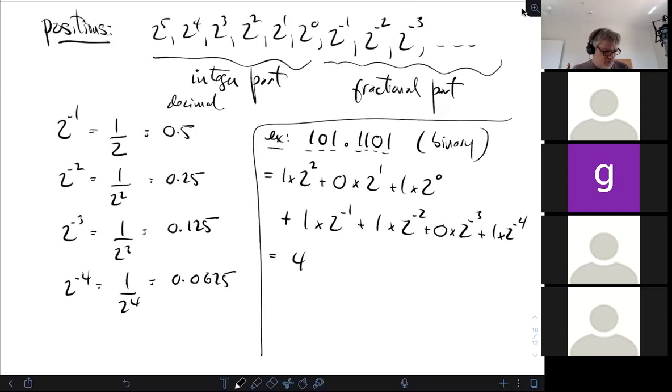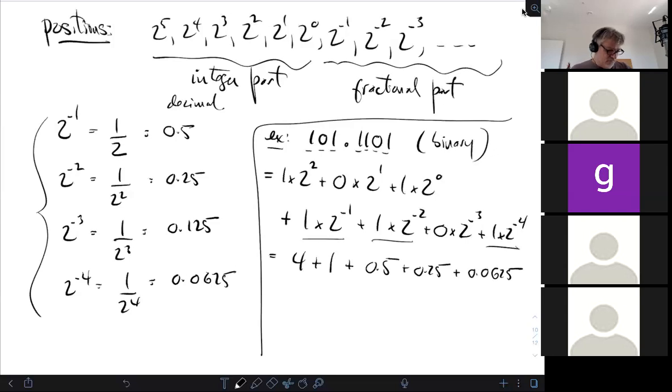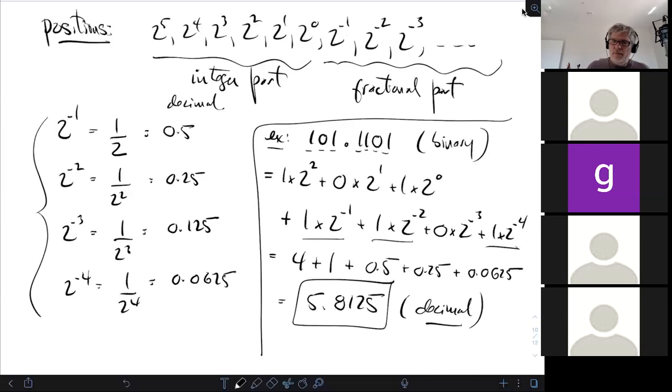So this is 4 plus 1 plus 0.5, right? This is 1/2. This is 0.25. You can look up the table here if you want. And this one is 0.0625. And if you add those up, you'll get 5.8125 decimal. So 101.1101, this is binary for 5.8125.